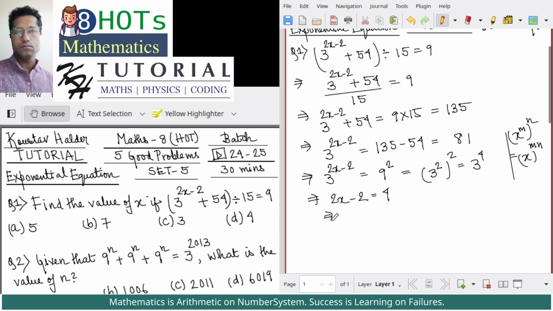This implies that 2x, so this is a linear equation in x where we can easily solve for x. So 2x is equal to 4 plus 2 equals 6. So this implies x is equal to 6 by 2, which is equal to 3. So the solution of this equation is 3, and hence the correct choice is C. C is the correct choice.